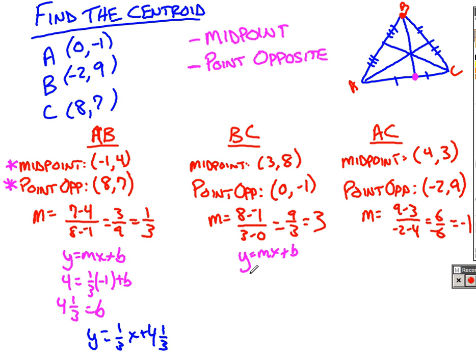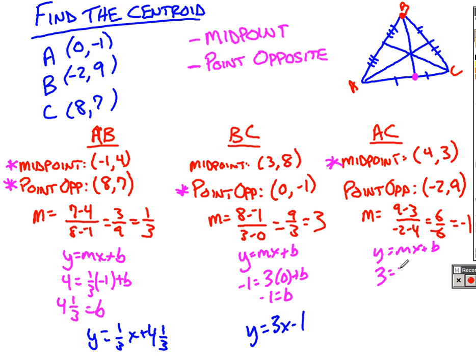Y equals mx plus b. I think I'm going to pick this one, just because it has a 0 in it. That might make it easier. -1 equals 3 times 0 plus b, which just means -1 equals b. So this equation will be y equals 3x minus 1. And then my last one here, I have a slope of -1. Y equals mx plus b. Plug in what I know. Doesn't matter which point, I'll do this one. Y is 3, -1 times 4 plus b. So 3 equals -4 plus b. That means 7 equals b. So my final answer, y equals -1x plus 7.